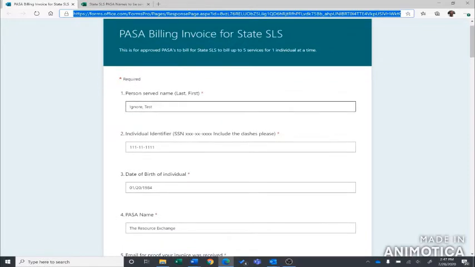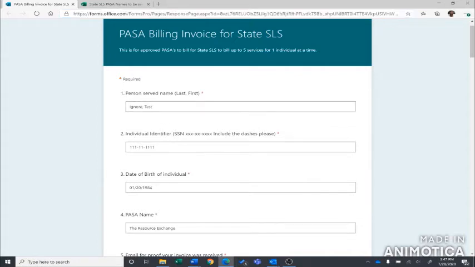We're going to do this for a mock client, test, ignore. The second question is individual identifier. We're using the social security number for this, and the thing that's really important, and it says it right here, is to include the dashes in the person's social security number. It's just the way we have things organized, and so it won't register that person's social security number if it doesn't have the dashes. So that's a really important note to make sure that you are putting in the dashes. Date of birth for this person, you can fill in that person's date of birth.